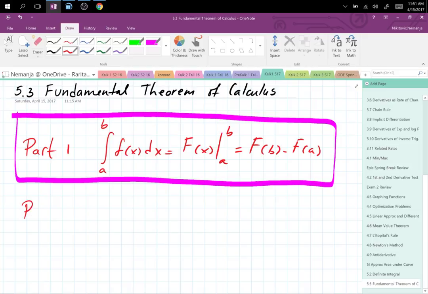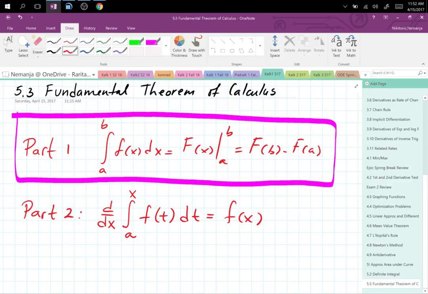What we are interested in here mainly is part two of the theorem. And part two of the theorem states that the derivative with respect to x of the integral from a to x of f of t dt is equal to f of x. This is part two.